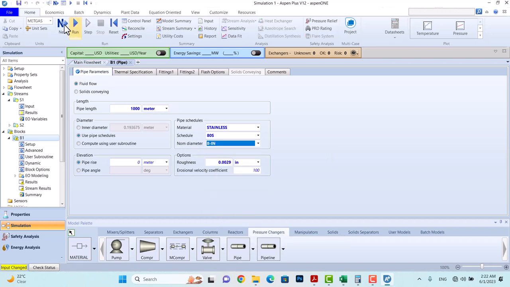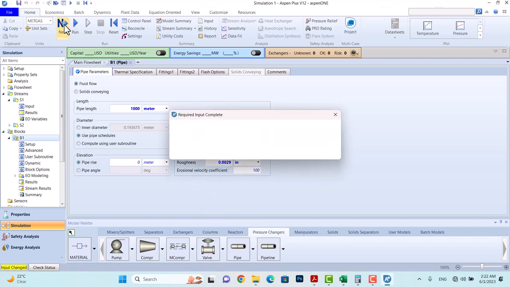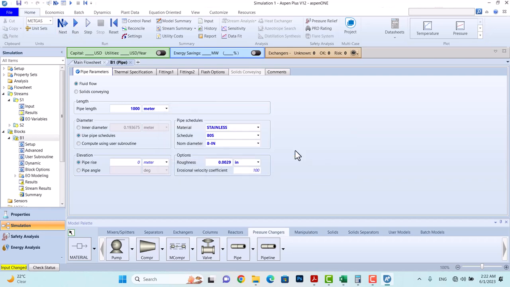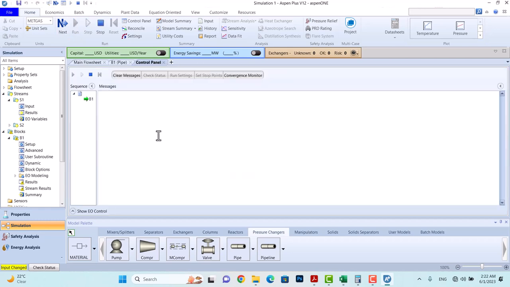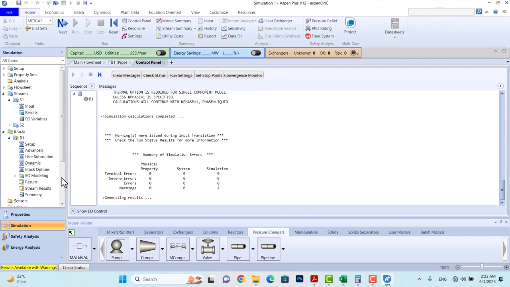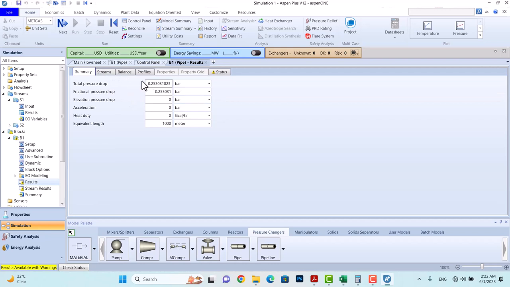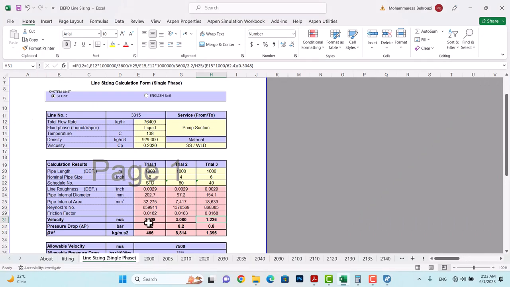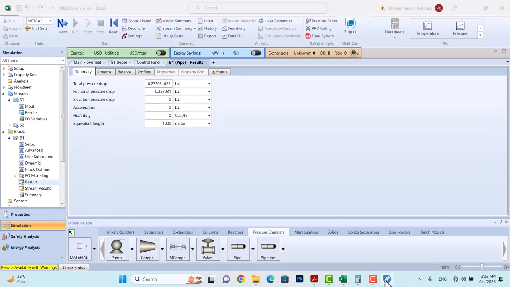Eight inch, next. Let's check the results here. You see, the pressure drop now is 0.25. About Excel, it is 0.2 here, in good match.